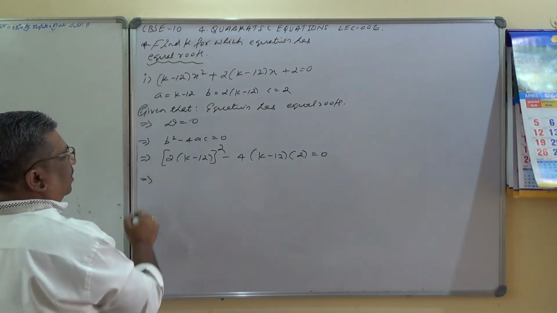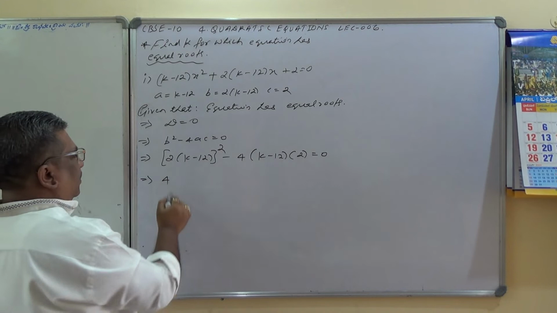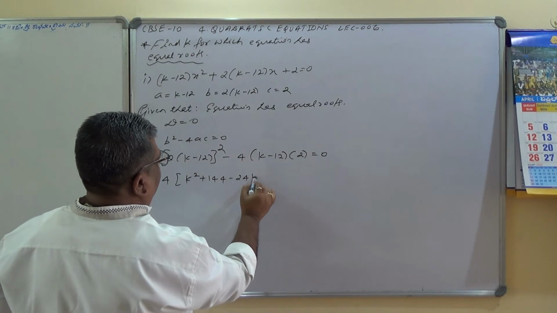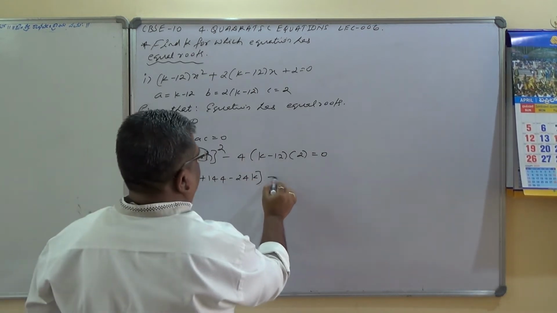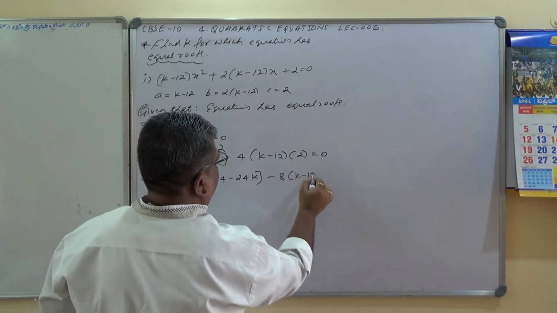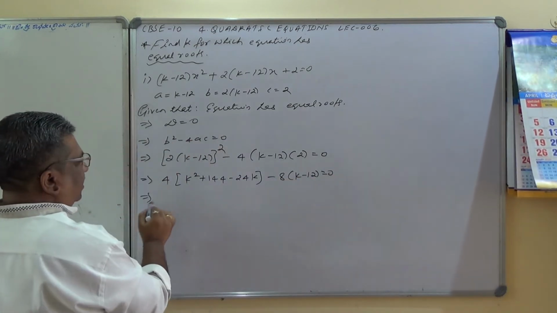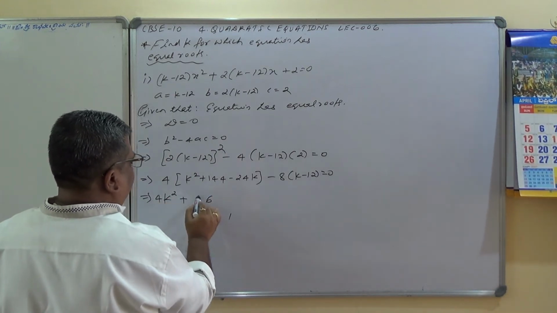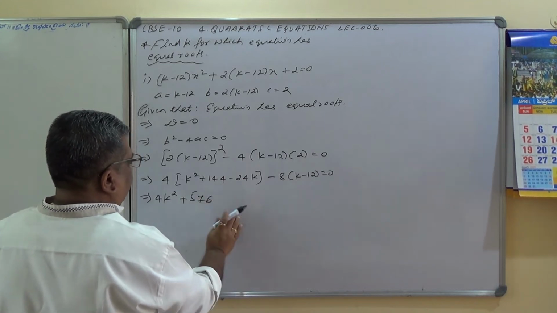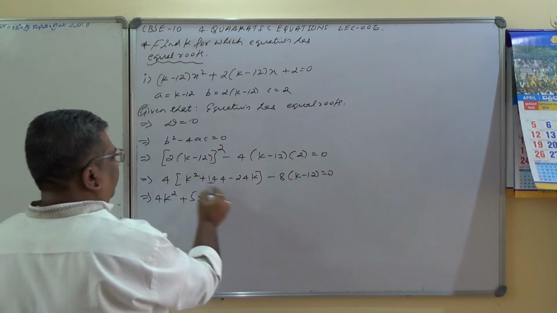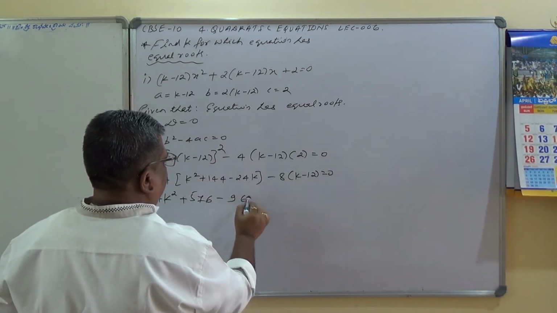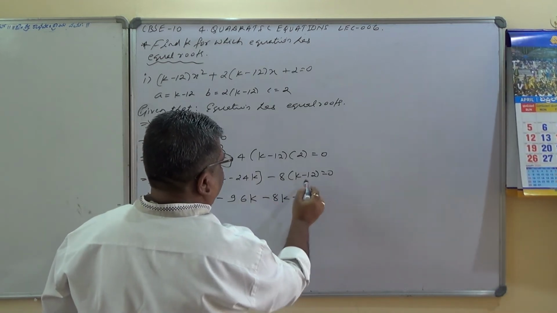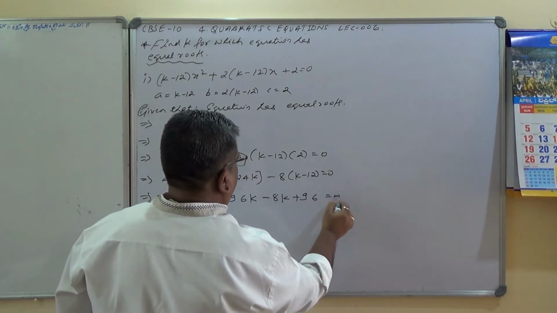Equals 0. This is 4 times (k minus 12) the whole square minus 4 times 8, so this implies 4k square, 576, minus 96k minus 8k plus 96 equals 0.